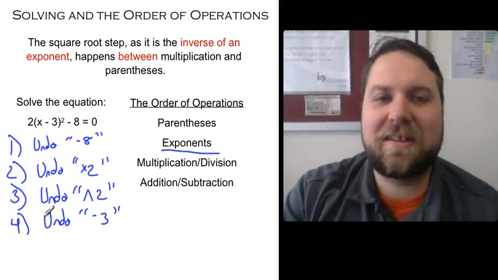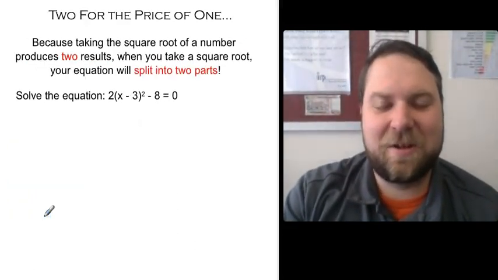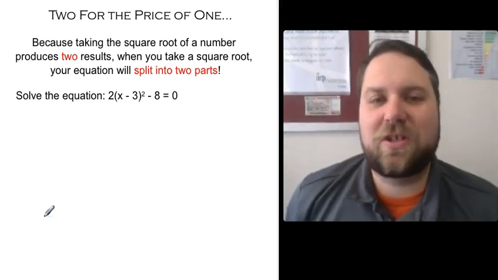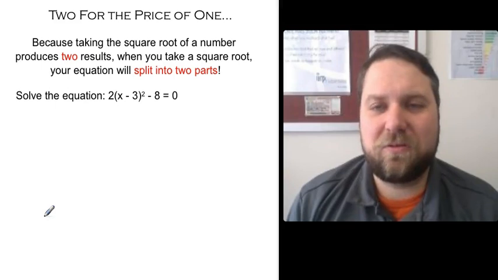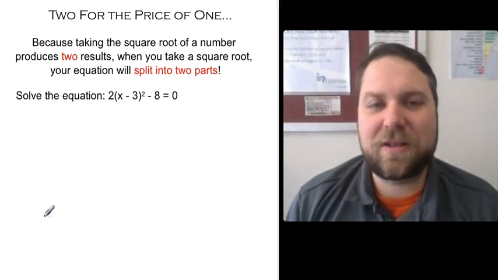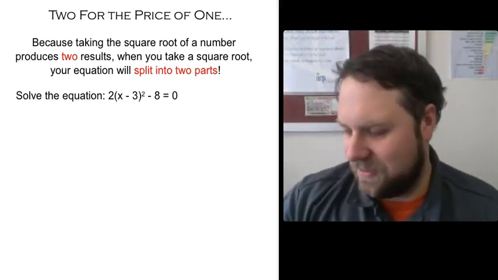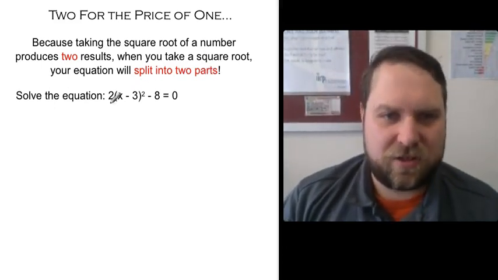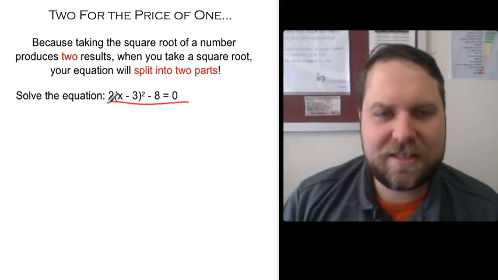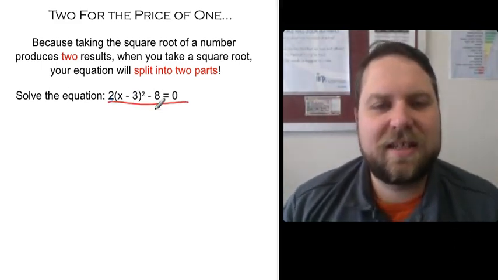So now let's put it all together and look at what this looks like. Remember, there's so much information here, that when I take the square root, I'm actually going to get 2 answers, which splits my problem into 2 parts. My goodness, there's a lot going on here. So let's look at this equation. It is in vertex form, and let's look at how I would solve it.